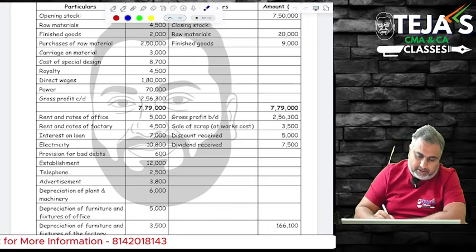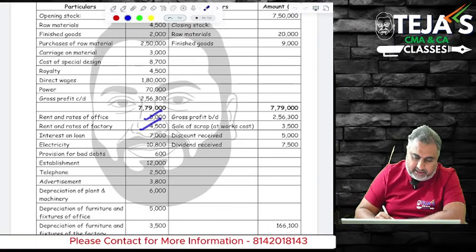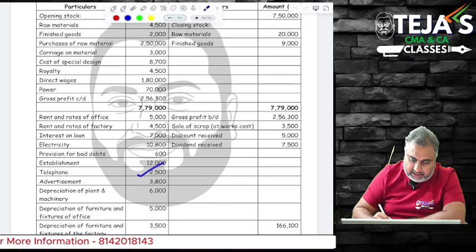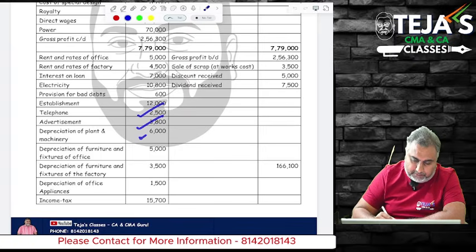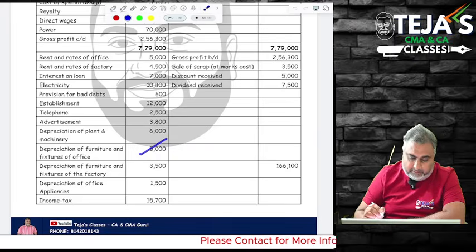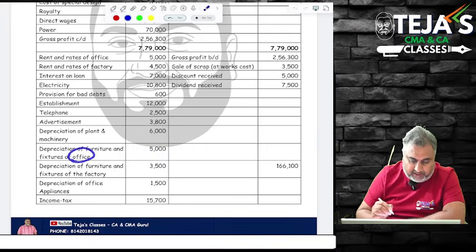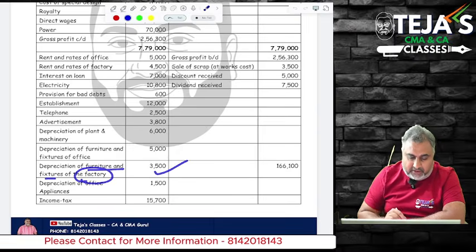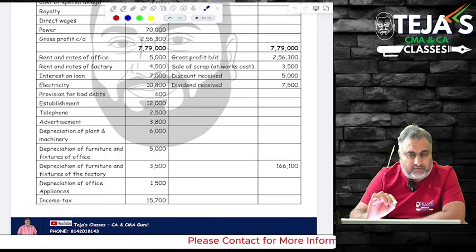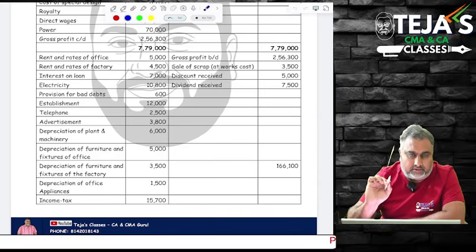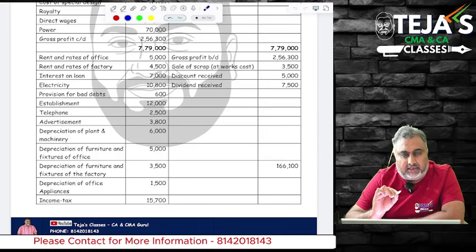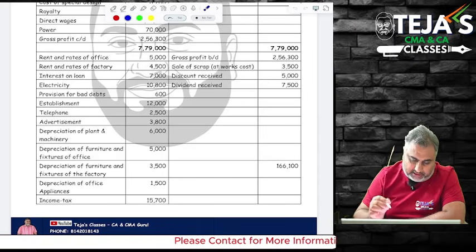Then rent and rates of office, rent and rates of factory, interest on loan, electricity, provision for bad debts, establishment charges, telephone, advertisement, depreciation of plant and machinery, depreciation of furniture and fixtures of office, depreciation of furniture and fixtures of factory. If they mention only depreciation on furniture and fixtures, that should be covered under administrative overheads. Here they clearly mention it belongs to the factory, so it should be recorded under factory overheads.